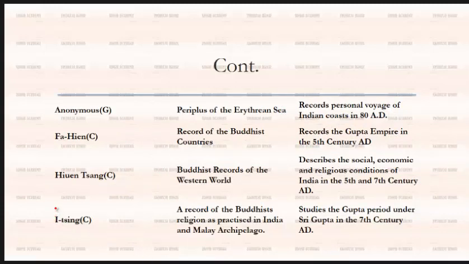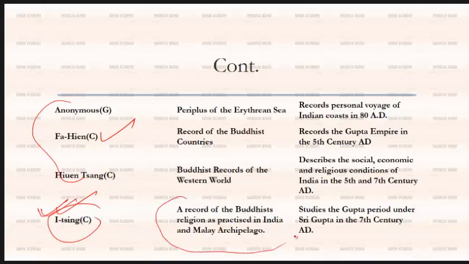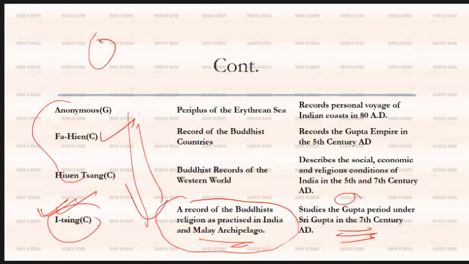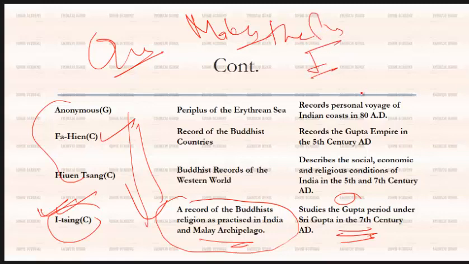Now the next one is I-Tsing. He also came from China, and he was also a Buddhist. He practiced in India, and also went to the Malay archipelago, and he came around the Gupta period, in the 7th century. Sometimes questions are asked about making a chronology of the writers. So sometimes this question has been asked in ancient Indian history.